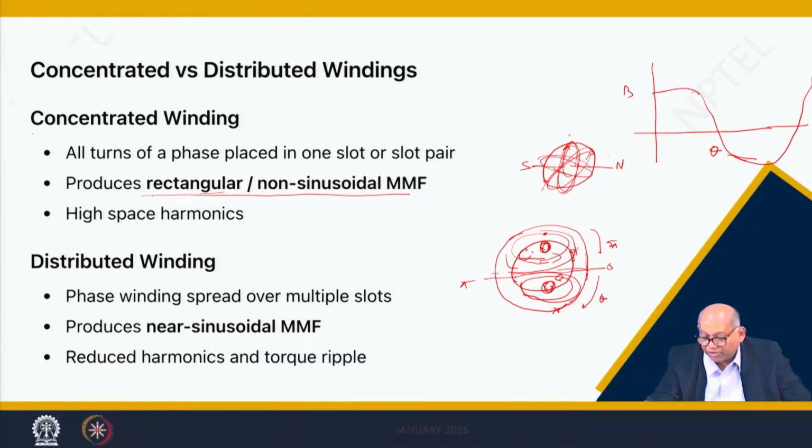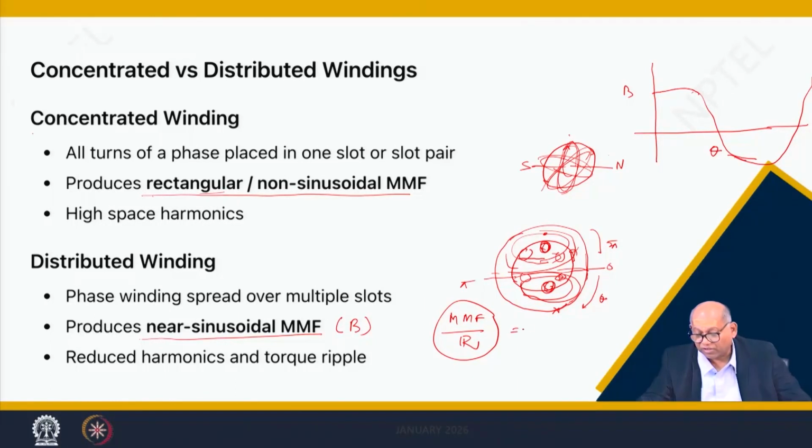But if you have distributed windings everywhere and the current is distributed, you can have a near sinusoidal MMF wave or flux wave. Flux and MMF are the same, because this MMF divided by reluctance is the flux. Reluctance is due to the air gap. So, if the MMF is sinusoidal, the flux will be sinusoidal. So, this is flux, and flux density is flux by area. Therefore, for the flux density to be sinusoidal, you need to have a distributed winding.